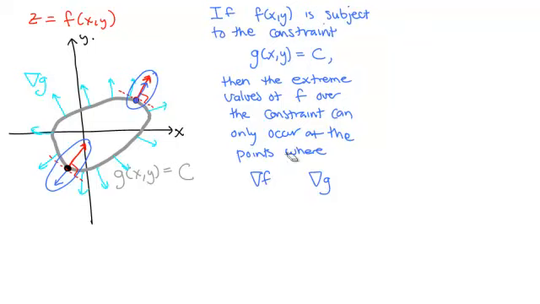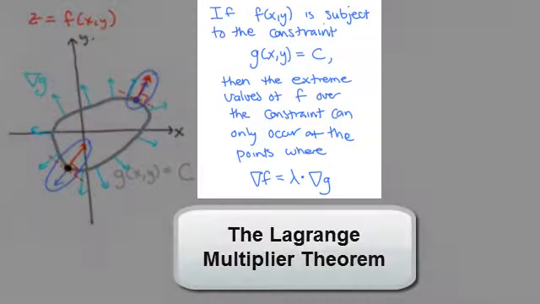So I could rewrite this bottom equation by saying that the gradient of f and the gradient of g are scalar multiples of each other, and the tradition is to let the scalar multiple be called lambda. This is sometimes called the Lagrange multiplier theorem, and it gives us a fairly effective way for finding the locations of extrema on constraints.